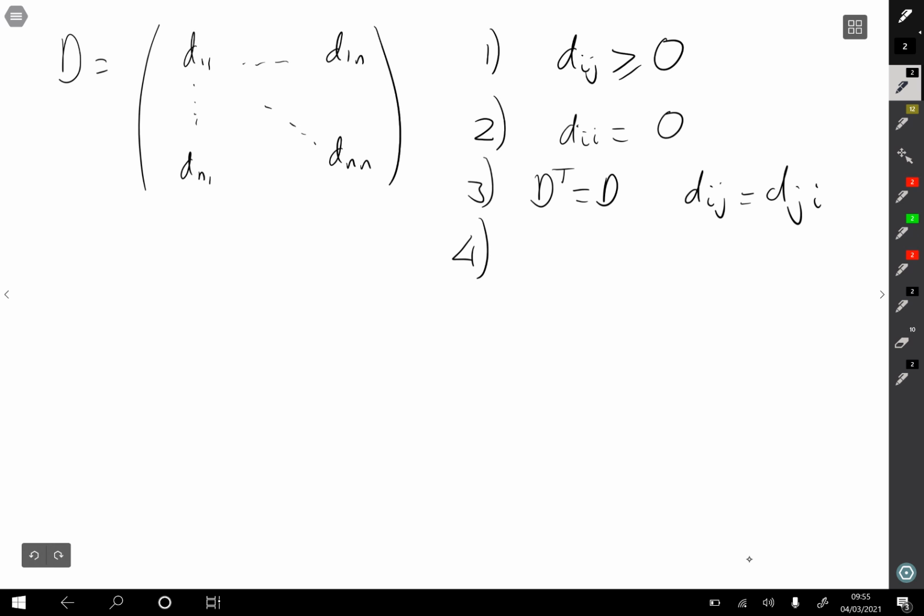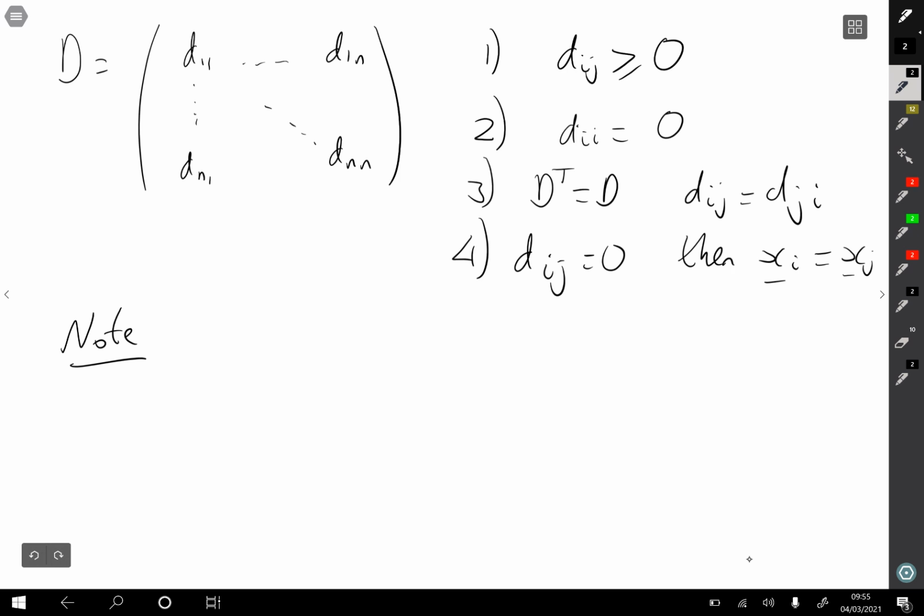And then finally, we're going to want to know that if the distance between object i and object j is 0, then object i is the same as object j. Case i is the same as case j. So these are the axioms we're going to require for our distance matrix.